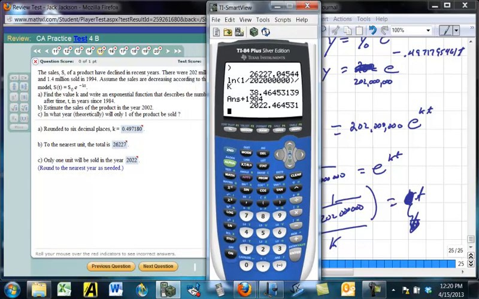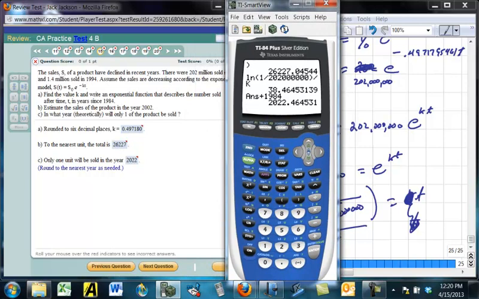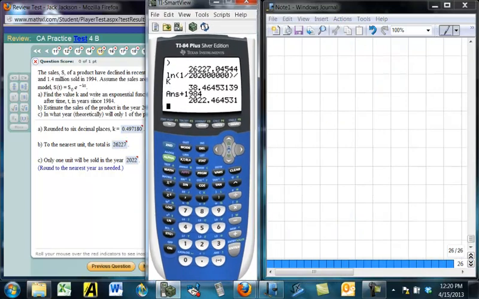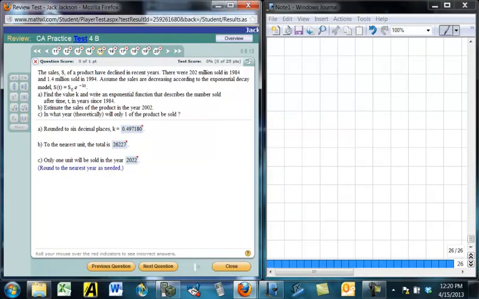There's a good chance that this model will not hold that long, that this is a short-term model. It's only good for several years. So we're probably extrapolating too far into the future for this model to be accurate. But if it were accurate, that's what you would get. Next question.